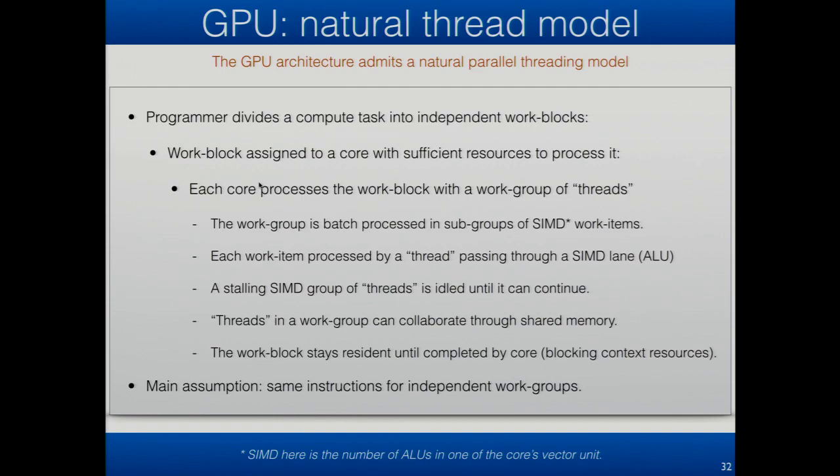The work group is batch processed in subgroups of SIMD work items. So if you have a 32 wide SIMD unit, then your work group is going to be split up into groups of 32, which will then be batch processed through these parallel ALUs. And a thread is going to pass through a SIMD lane. So there's going to be a specific piece of hardware that's going to process that thread's operations.